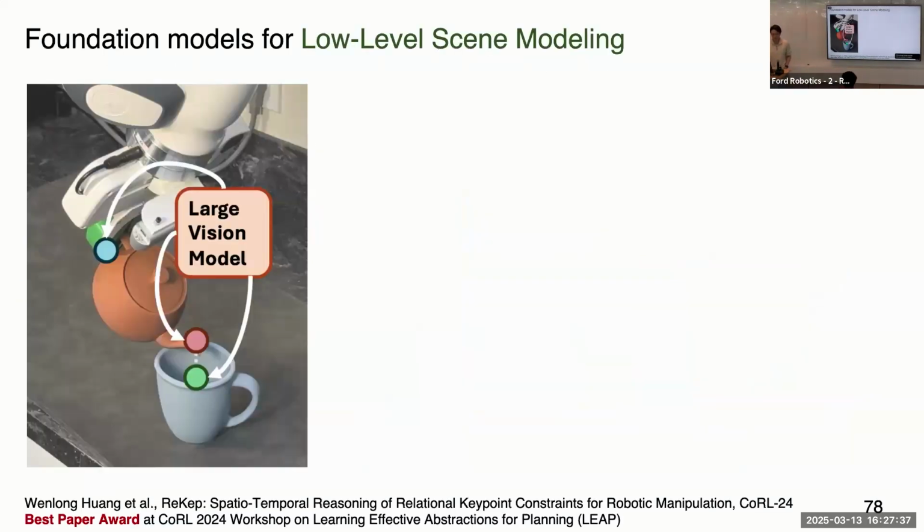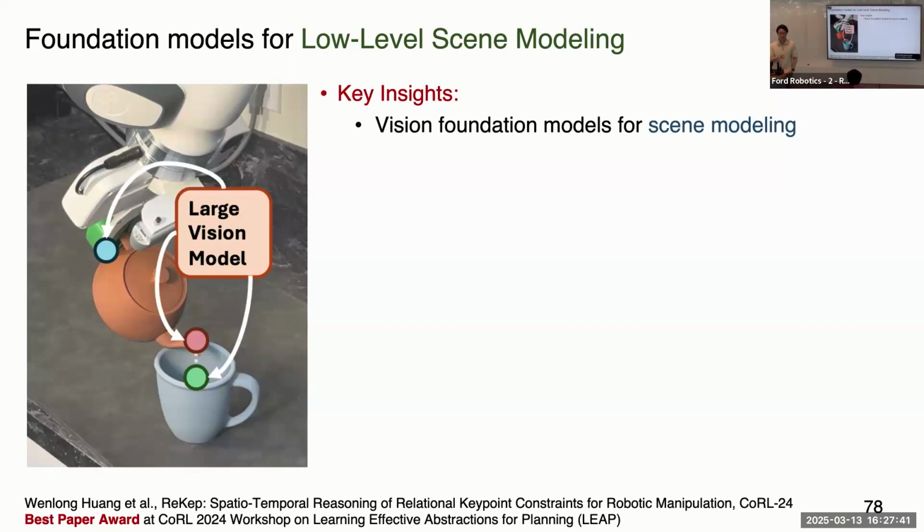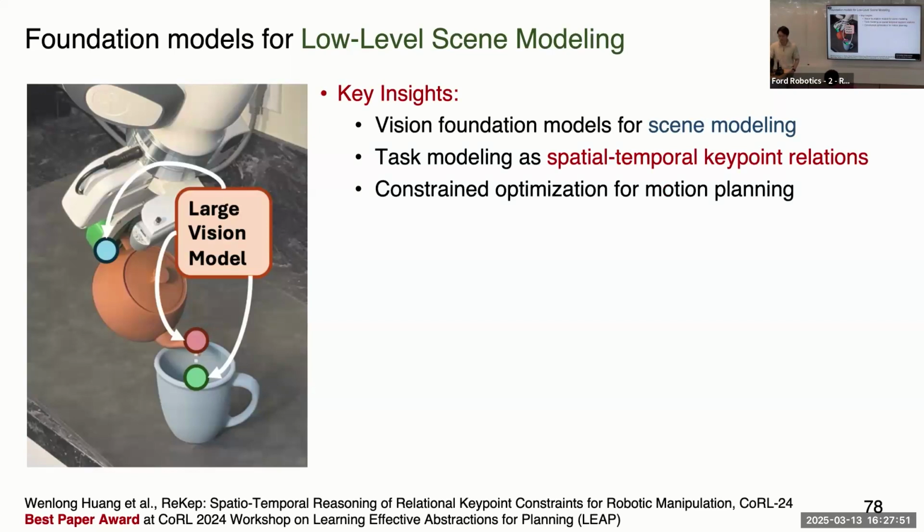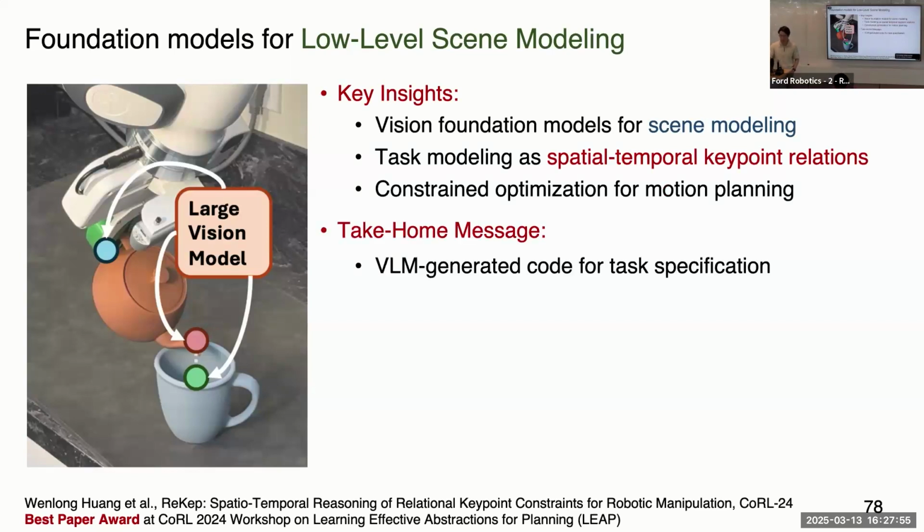So to summarize a little bit, the key insight for this work is to use vision foundation models for lower level scene modeling. Task modeling is modeled as spatial temporal key point constraints, with constraint optimization for motion planning. And the take home message for this work is that the VLM generated code remains extremely versatile in specifying a wide range of tasks for the robots to do.